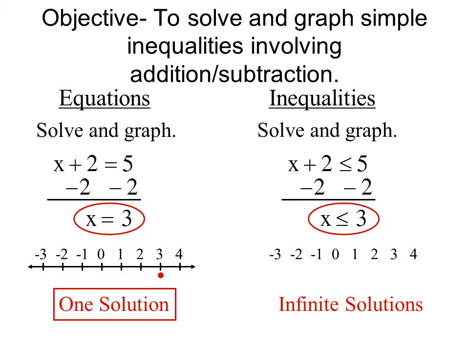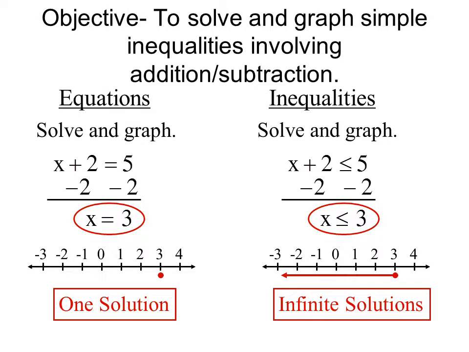So that's your solution, but there's an infinite number of numbers that would actually make that true. So if we go over to 3, it does still have the equal to bar, so we still fill in that point. And then all of the numbers to the left would be shaded in because all of these are the numbers that are less than 3. So you have an infinite number of solutions.